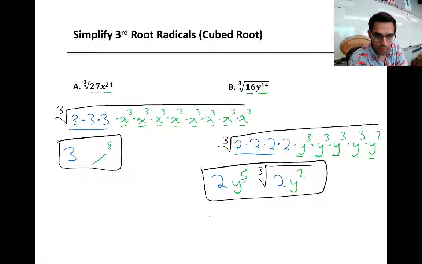Anyways, so this should be y to the power of 4, because there's 4 triplets up here. So please ignore this 5, it should be a 4. We have 2 extra y's, so y squared is going to stay inside of our radical. So our final answer will be 2 times y to the power of 4 times the third root of 2y squared.